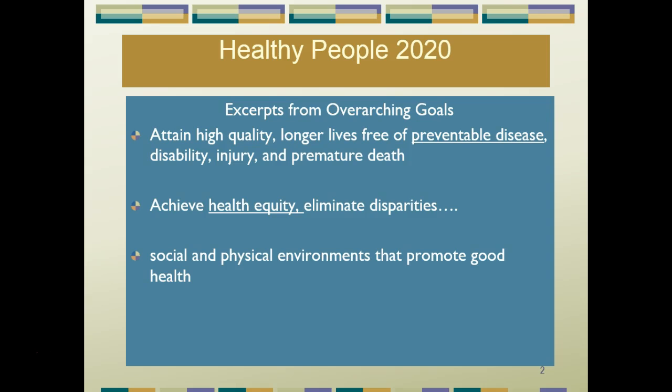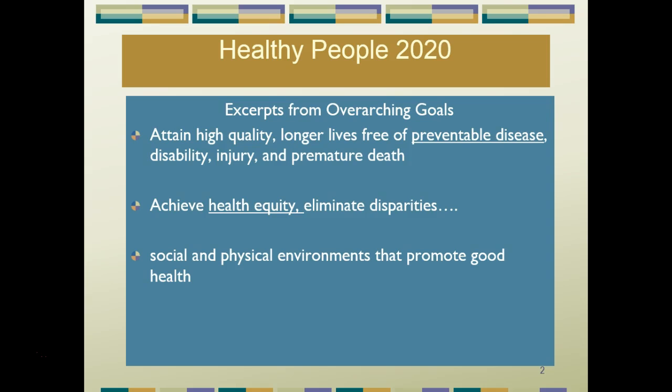I just have a couple of excerpts from that document that have to do with our discussion. So calling your attention to the first bullet, our goal as a nation is that all people would achieve high quality health, live longer lives free of preventable diseases, disability, injury, and premature death. Now, I've underlined preventable because that will have something to do with it when we start talking about health equities and inequalities.